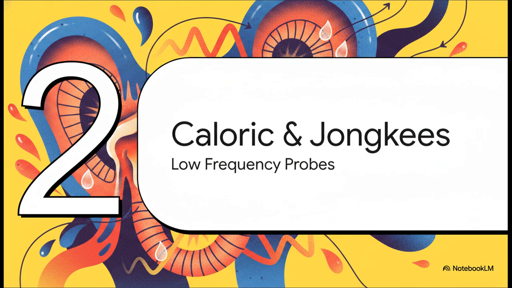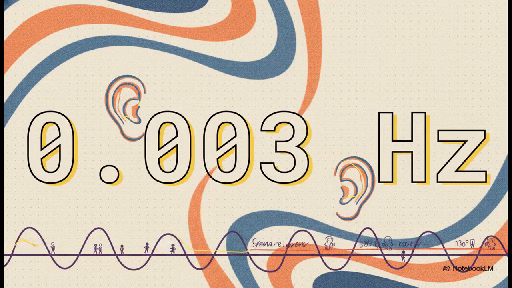Section 2. Caloric testing and Jongkees. Let's talk bithermal caloric testing. This uses warm 44-degree and cool 30 degrees Celsius irrigation in each ear. What this is actually doing is provoking lateral canal-only stimulation at exactly 0.003 Hz.